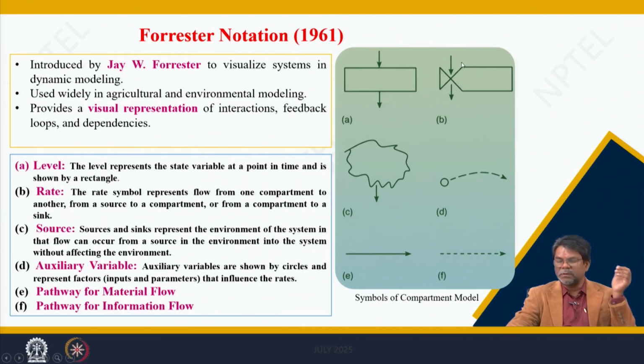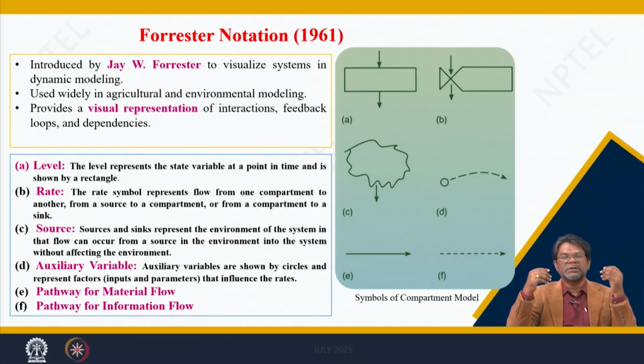So, these are the rate variables. I discussed the rate variables also. The rate symbol shows flow from one compartment to another, from a source to a compartment, or from a compartment to a sink. So, what is source and what is sink? Source and sinks represent the environment of a system.